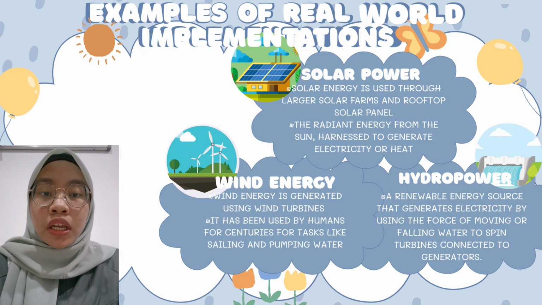And for the last one, we have hydropower, a renewable energy source that generates electricity by using the force of moving or falling water to spin turbines connected to generators. Hydropower is energy generated from moving water. Dams or flowing rivers drive turbines, which then produce electricity. It is a reliable, renewable energy source because water is constantly moving through the natural water cycle. Hydropower is commonly used to supply electricity to larger communities and can provide a steady, continuous flow.